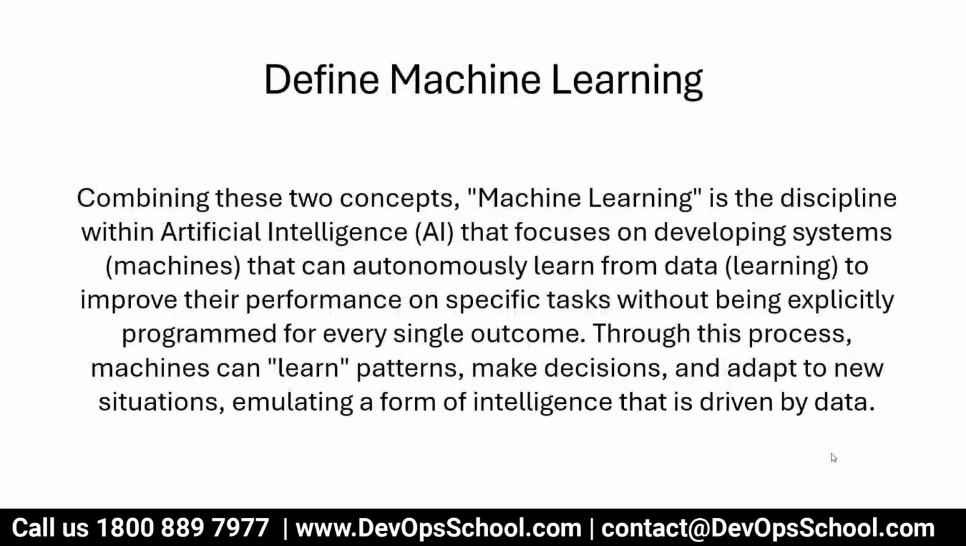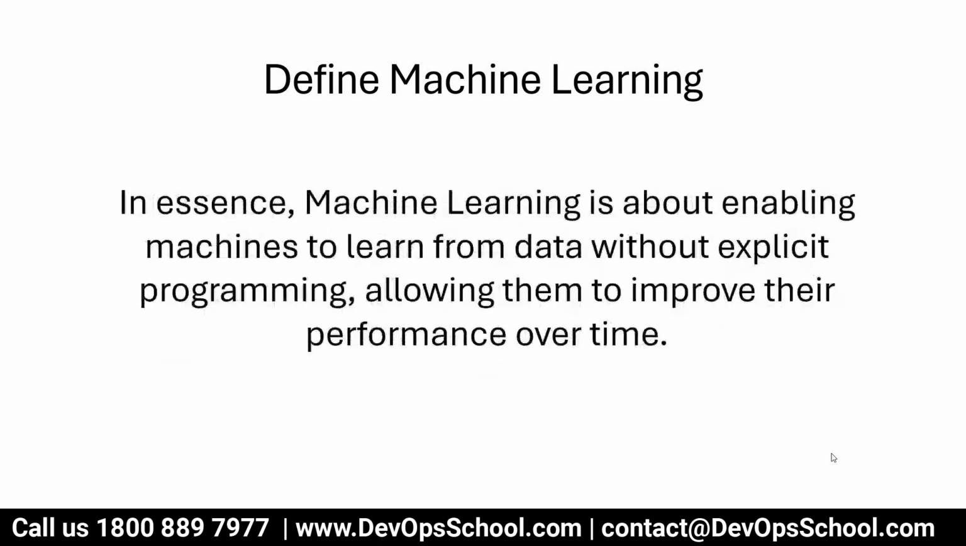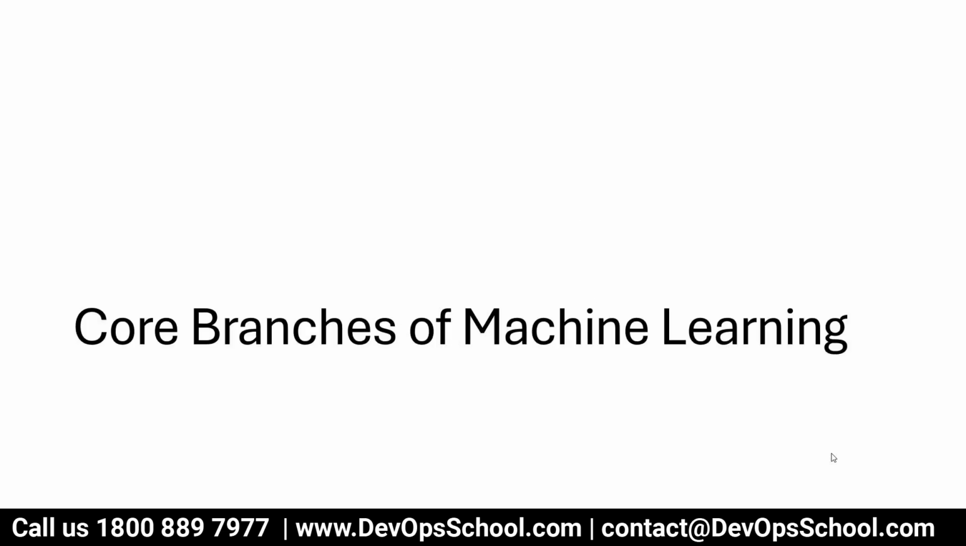So yeah, combining these two concepts, machine learning is the discipline within artificial intelligence, AI, that focuses on developing systems, machines that can autonomously learn from the data, that's called learning, to improve their performance on specific tasks without being explicitly programmed for every single outcome. So basically, this is one of the ways where the machine will write and do the program for us. So in essence, machine learning is about enabling machines to learn from data without explicit programming, allowing them to improve their performance over time. So this is machine learning.